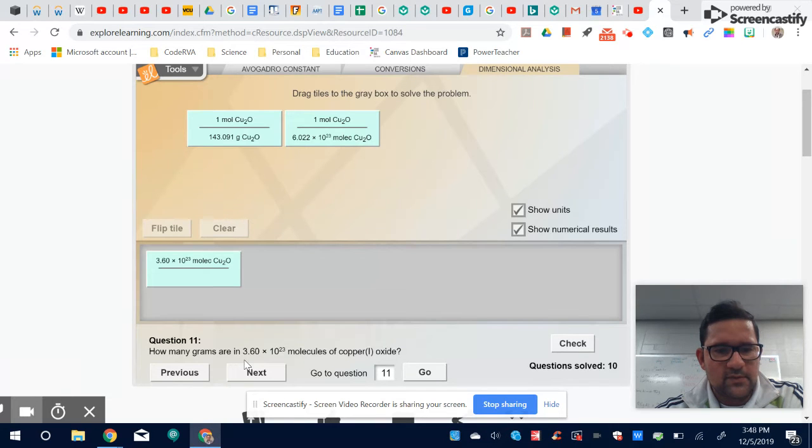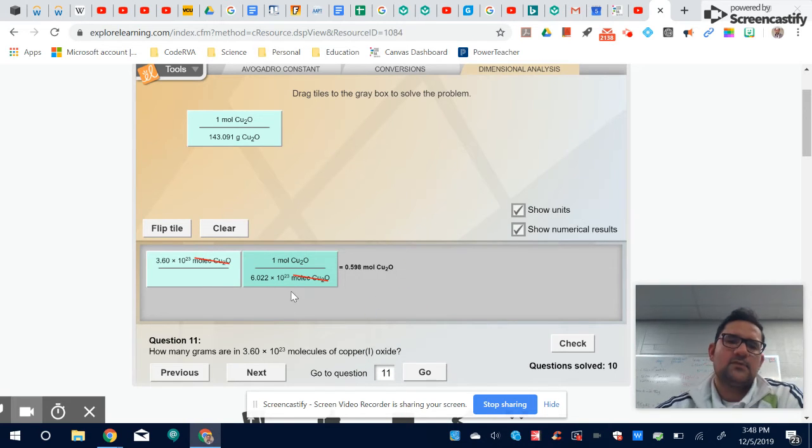Number 11, how many grams are in 3.6 times 10 to the 23 molecules of copper 1 oxide? So I have molecules and I need to go to grams. I'm going to go from molecules to moles first. I'm going to use this tile right here. 1 mole has 6.022 times 10 to the 23 molecules. And the units are canceling out, so I do not have to flip the tile.